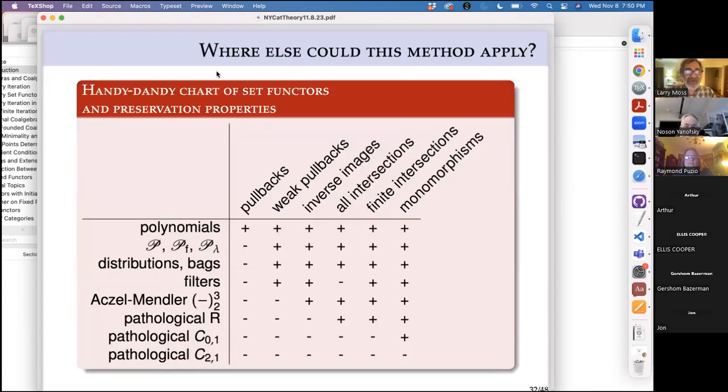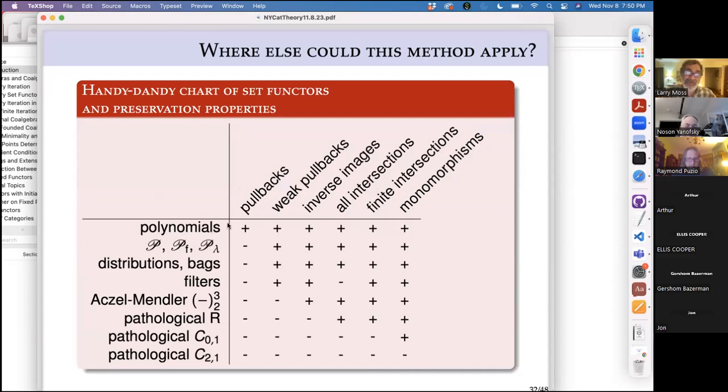And I want to tell you a little bit more. So here's the chart of set functors. This is not all the functors that I know, but this is a large class of functors on sets. And this is the kind of thing you might ask if they preserve, categorically. Do they preserve pullbacks? Do they preserve weak pullbacks, inverse images, intersections, finite intersections, monomorphisms, that's one-to-oneness? And you can see that preserving one-to-oneness is a very weak property, almost everything you put down has it.